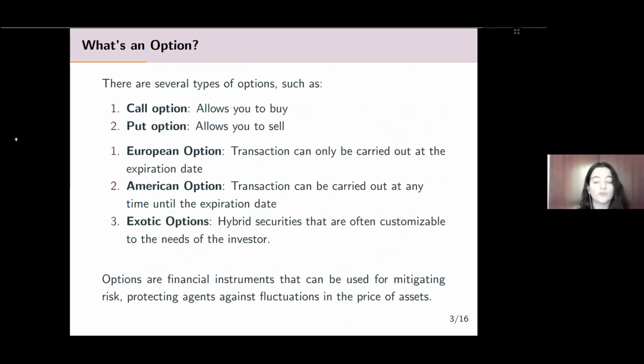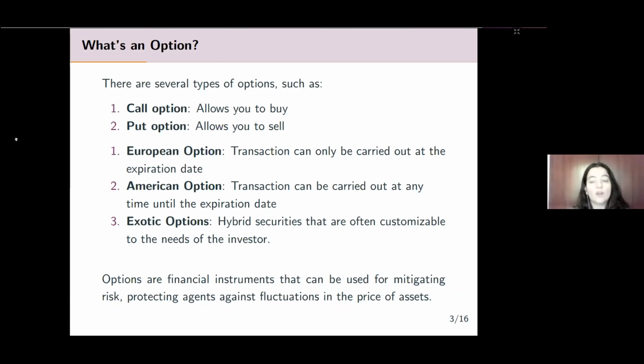Now, I'd like to touch on some important distinctions in the field of options. So the first important distinction is between call options and put options. And this is very simple. Call options allow you to buy a certain asset and put options allow you to sell a certain asset. And that's it. Another very important distinction is the distinction between European options and American options.